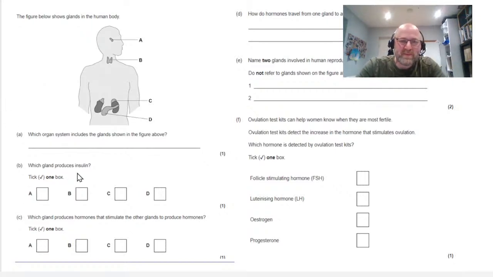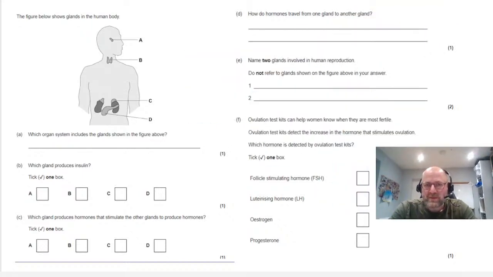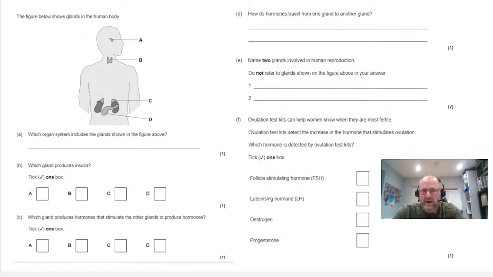All right. This is just on the endocrine system. Just got a few questions for some of you guys. Let's move that over there, make that a bit smaller. Right. Okay, guys. Just some questions just to see. Which organ system includes the gland shown in the figure above? Endocrine, easy peasy pudding and pie.